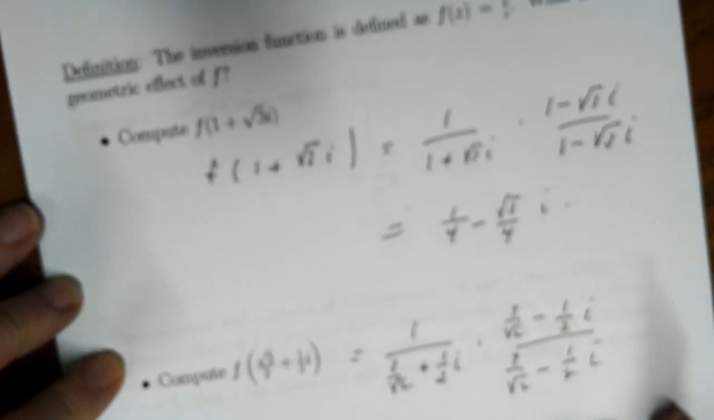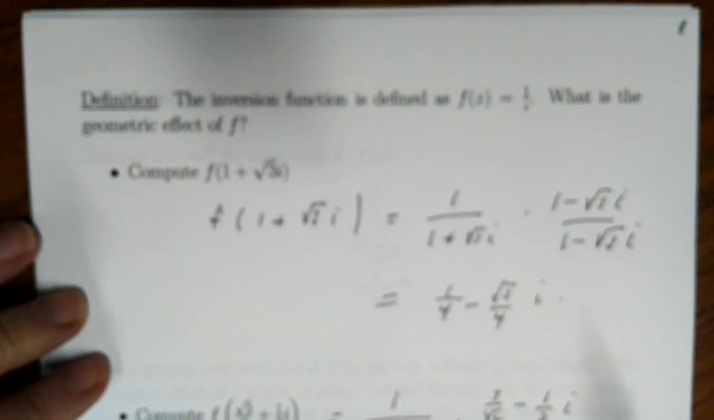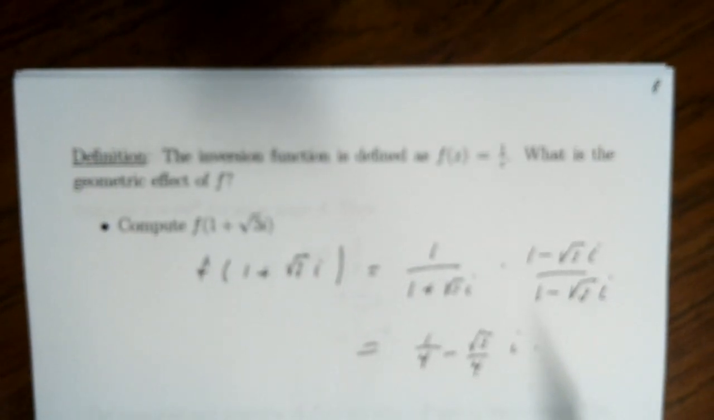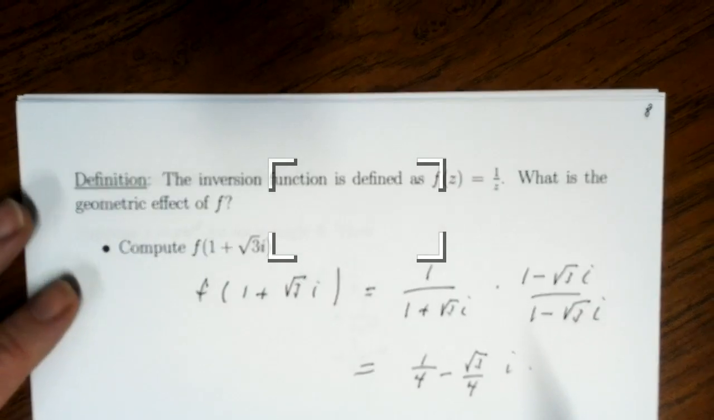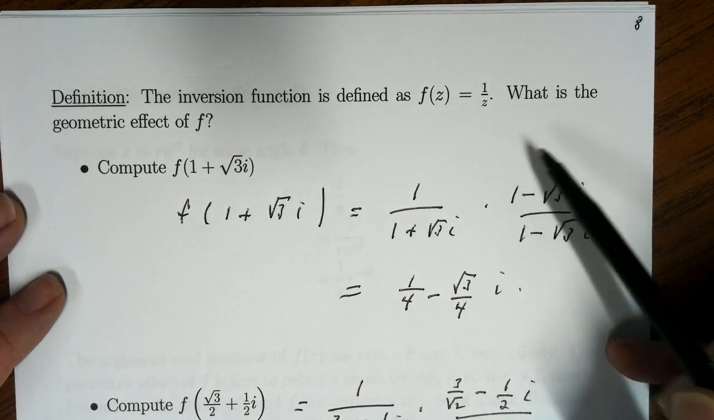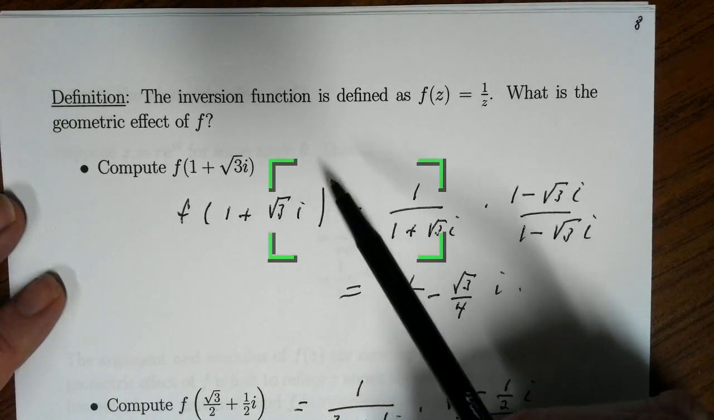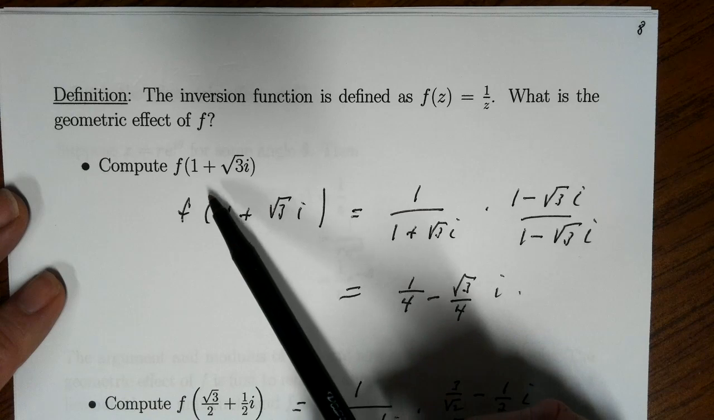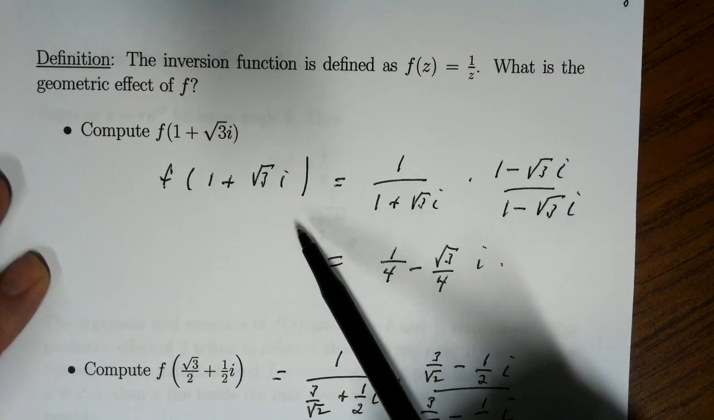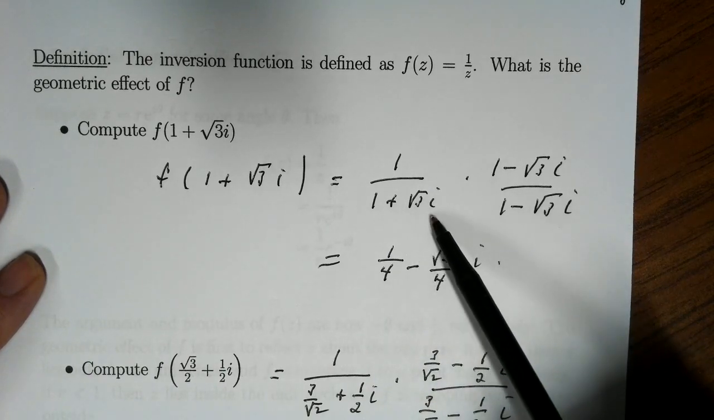Sorry about the focus. Okay, let's look at a different type of function, the inversion function. The inversion function, f of z, is defined as 1 over z. We want to look at the geometric effect of this function as well. Well, let's compute f of 1 plus root 3i. This is the same z1 from our previous example. That would be 1 over (1 plus root 3 times i).